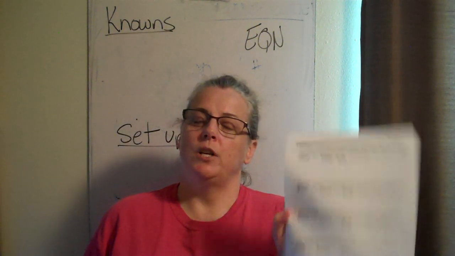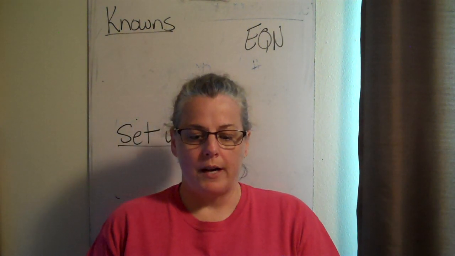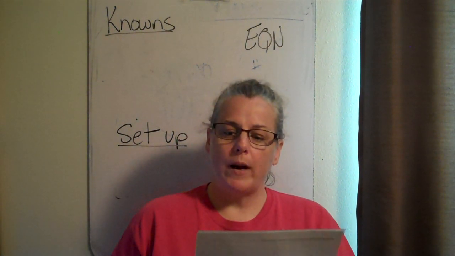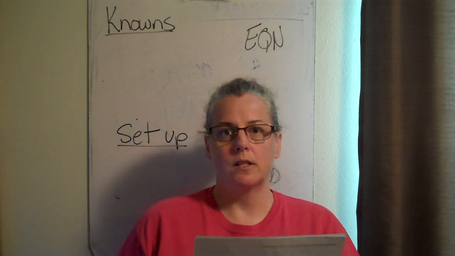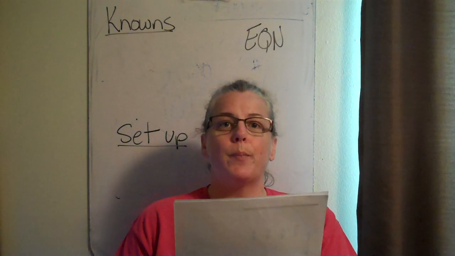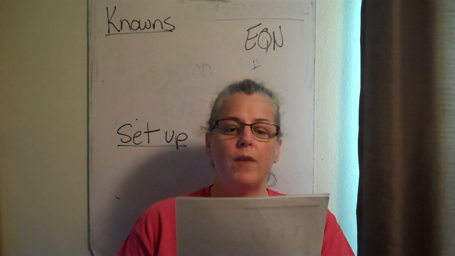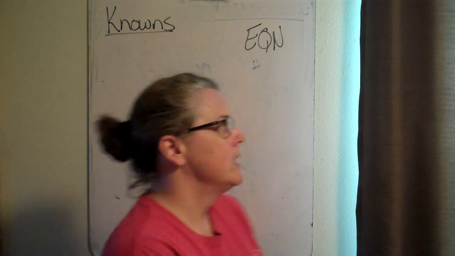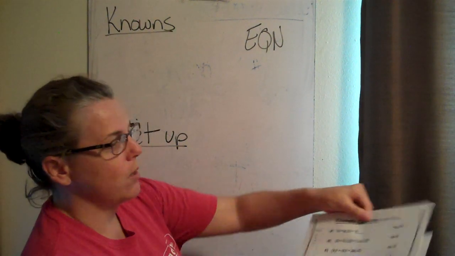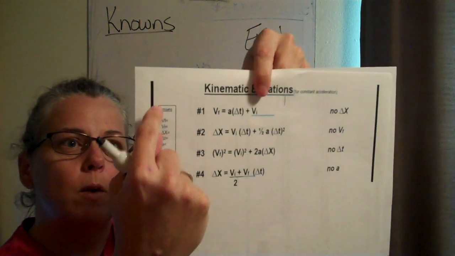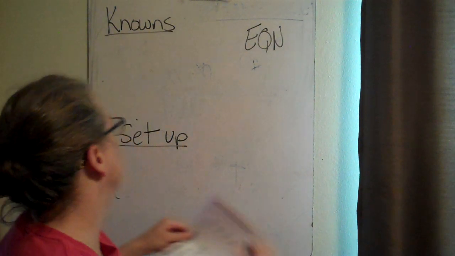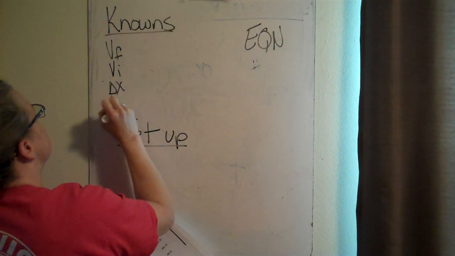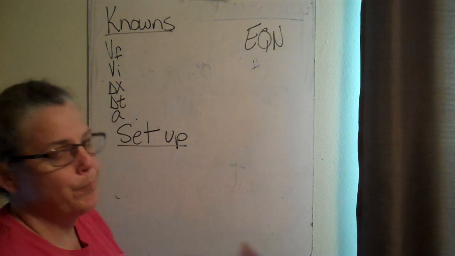So let's move on to number 2. It says a bear spies some honey in a hive and takes off from rest, accelerating at a rate of positive 2 meters per second squared. If the honey is a positive 16 meters away, how fast will his snout be going when he plunges into the hive? So let's list out our knowns. Go back to your PDF here. We have our list of knowns. Let's copy those down: V of F, V of I, delta X, delta T, and A.